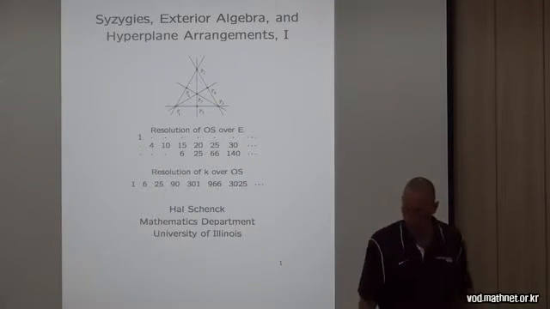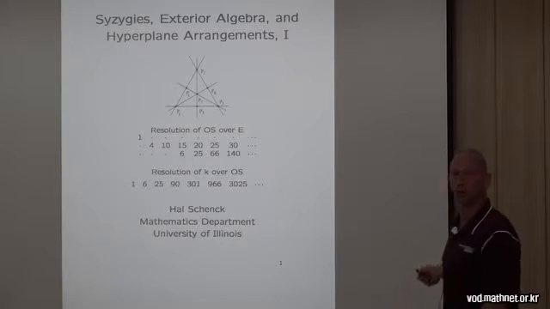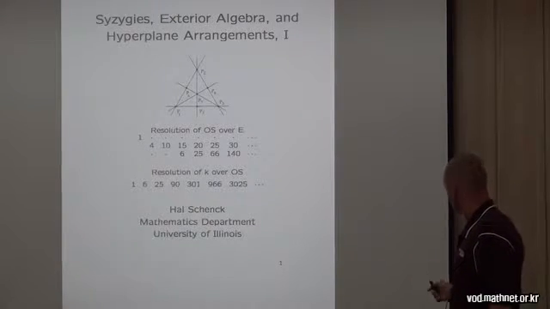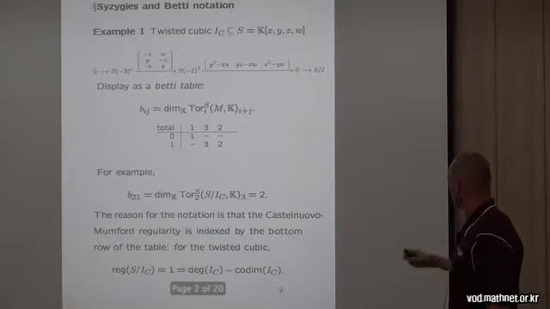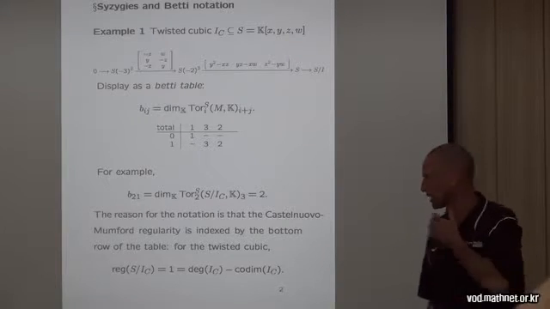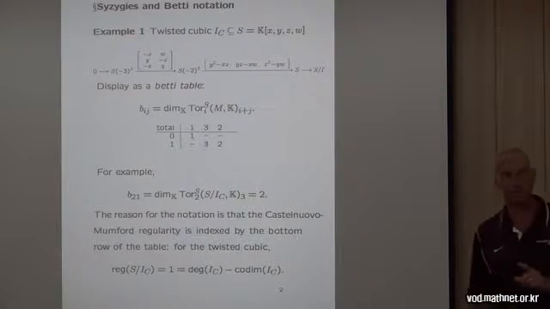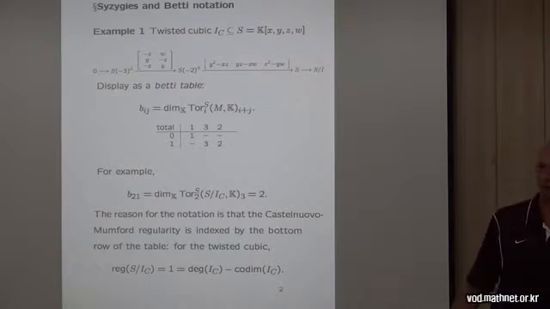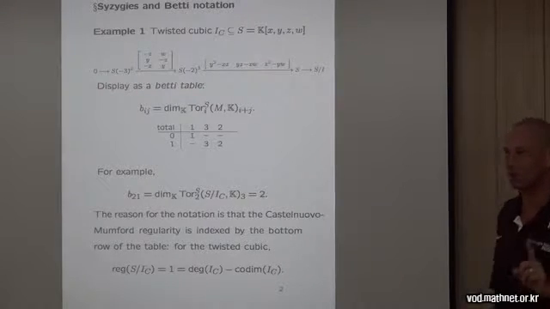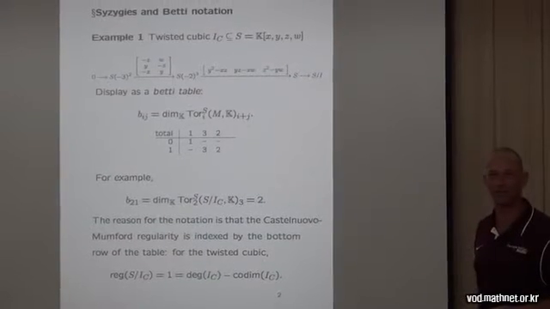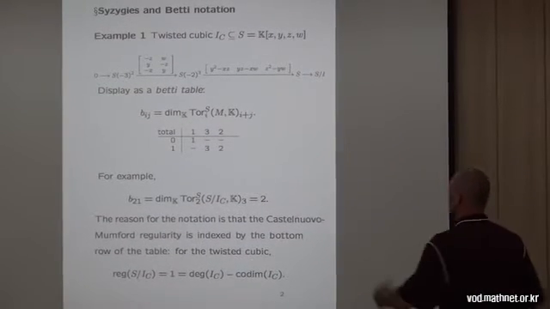So to set notation, even though this is a conference on Syzygies, and we're all experts in Syzygies, some of you far more expert than me, I want to set the notation. Here's the first example. One time when I was a grad student, David Eisenbud said in a talk, there's only one example in algebraic geometry, the twisted cubic, right? So this is a proof of Eisenbud's statement. There's only one example. So here's the twisted cubic.